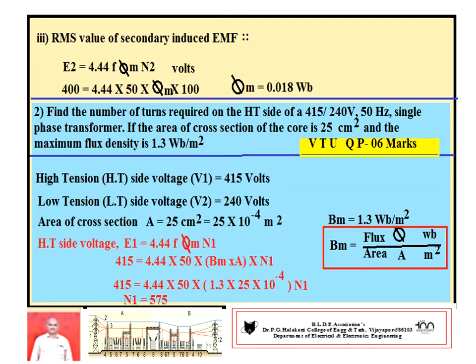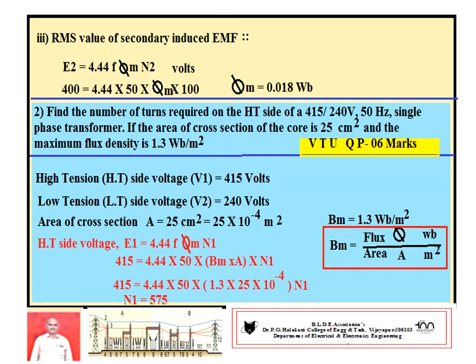Second problem: find the number of turns required on the HT side of a 415/240 volts, 50 Hz single phase transformer, if the area of cross section of the core is 25 cm square and the maximum value of flux density is 1.3 Webers per meter square. It is also asked in one of the VTU question papers. The main understanding is that instead of primary and secondary, another name is used: high tension, HT. High tension means the primary side.